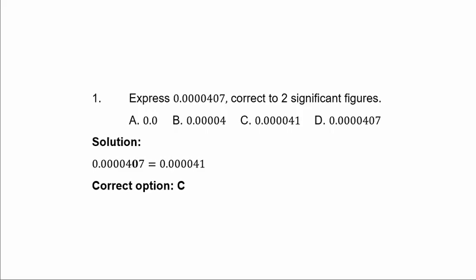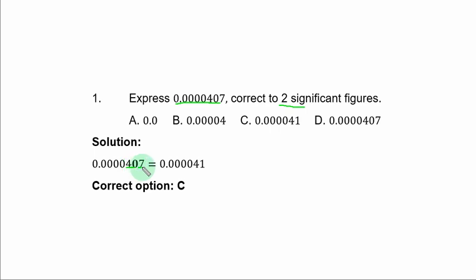Question 1. Express 0.0000407 to 2 SF. Now SF means significant figures, counting non-zero numbers from the left. So we start considering 4. Because it is 2 SF, we consider 0. You must know that the 0 between two significant figures is also significant.